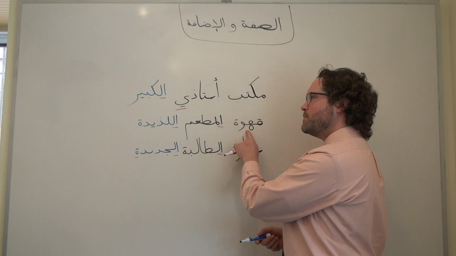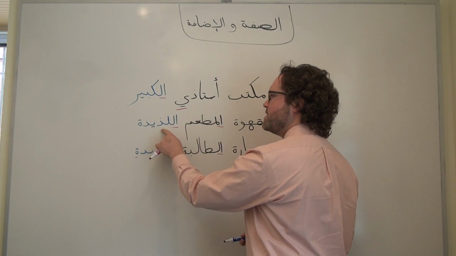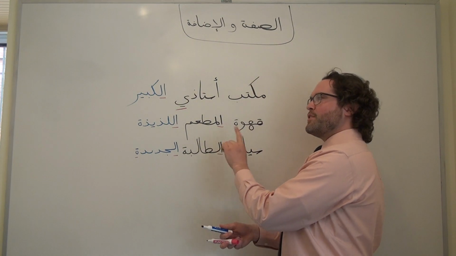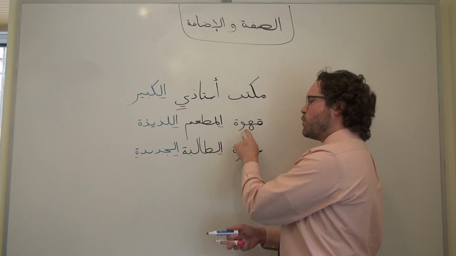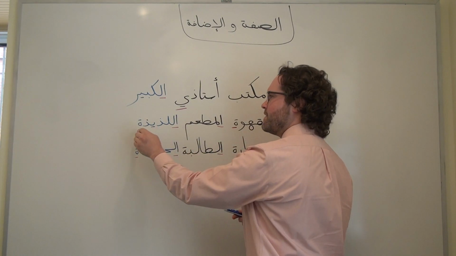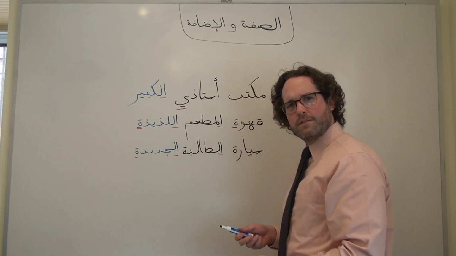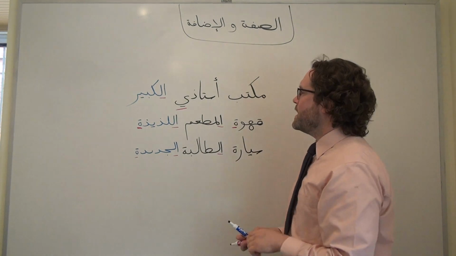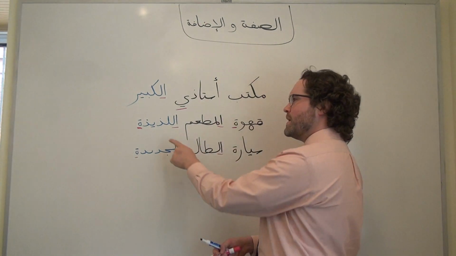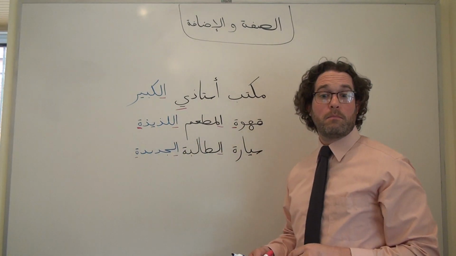Notice that in this middle example, قهوة المطعم اللذيذة, there isn't the same ambiguity, because قهوة is grammatically feminine and لذيذة is a grammatically feminine adjective that also has a ta marbuta. مطعم isn't a feminine word, it's a masculine word. So لذيذة can't be describing مطعم here.